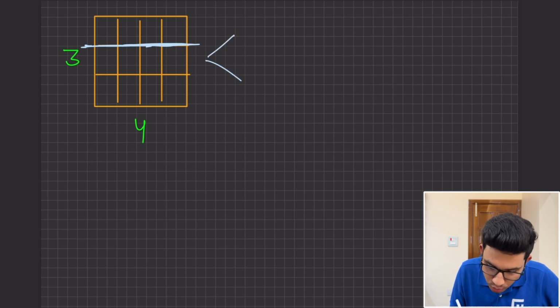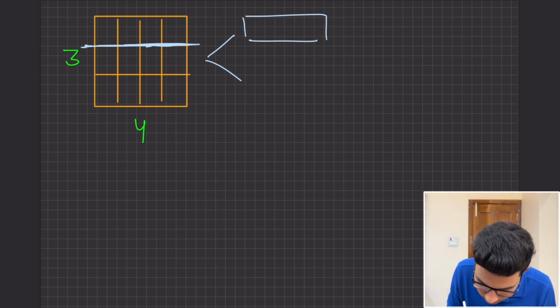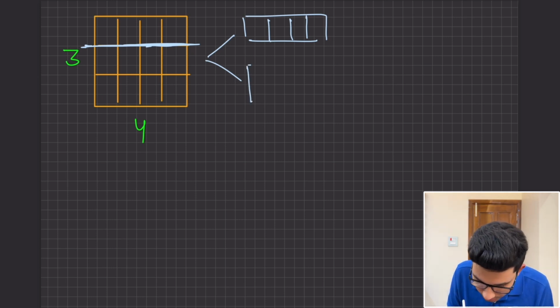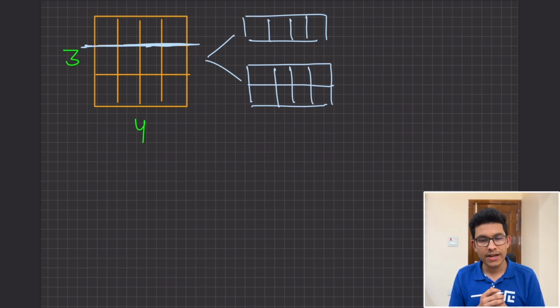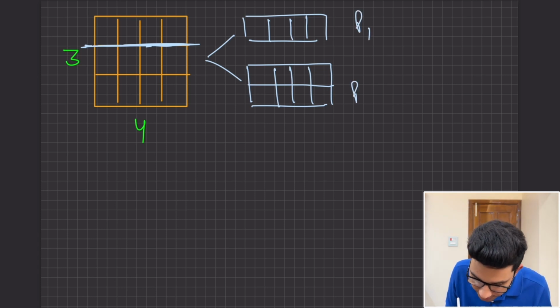This is going to result in 2 grids. The very first grid will be a 1 cross 4, and the second grid will be a 2 cross 4. Correct? So when we made the cut here, we got these 2 separate rectangles. Now this is a different subproblem, let's call it P1. And this is a different subproblem, let's call it P2.